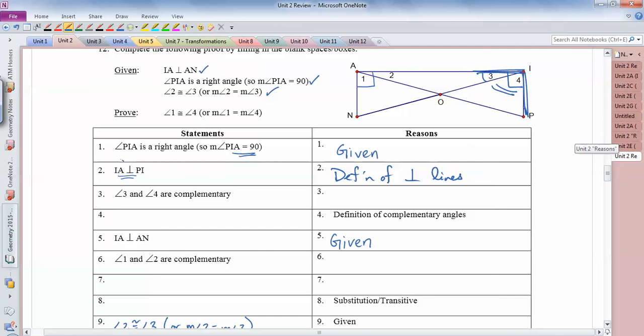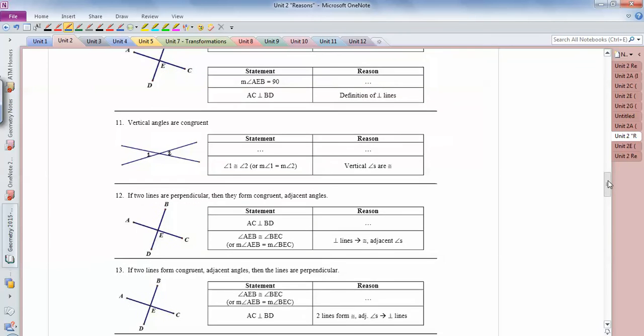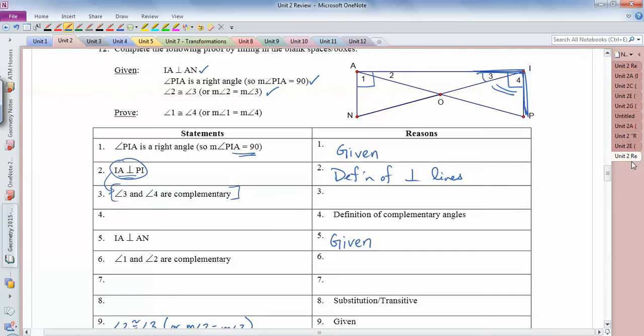So let's see what starts with perpendicular lines lead to complementary angles. So this is perpendicular leads to one 90-degree angle. This is perpendicular leads to congruent angles. And this is perpendicular leads to complementary angles, which is what we have. It's this long exterior sides one. So that one was if the exterior sides of two adjacent angles are perpendicular, then the angles are complementary.